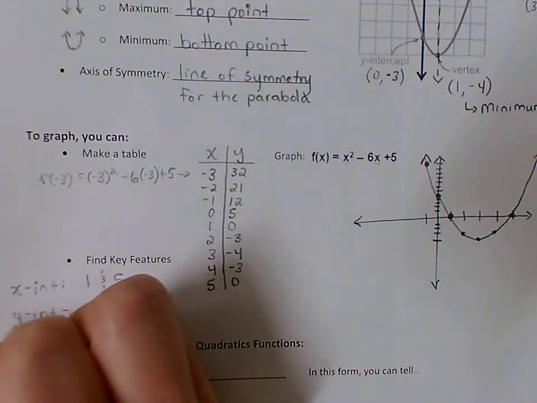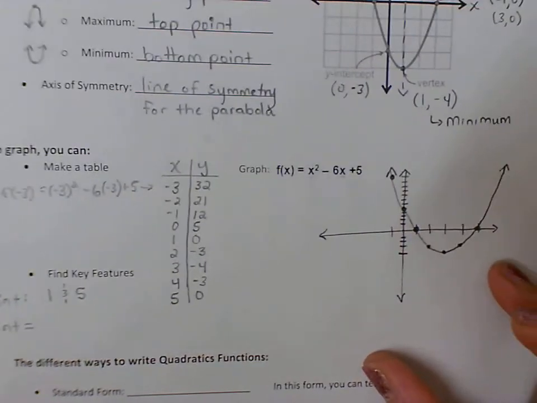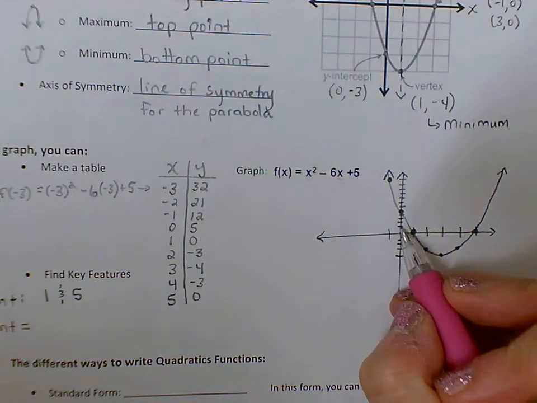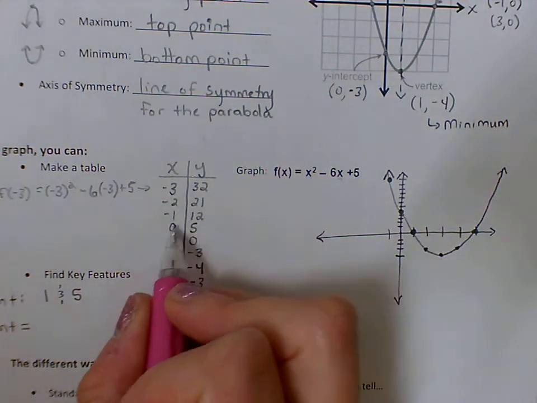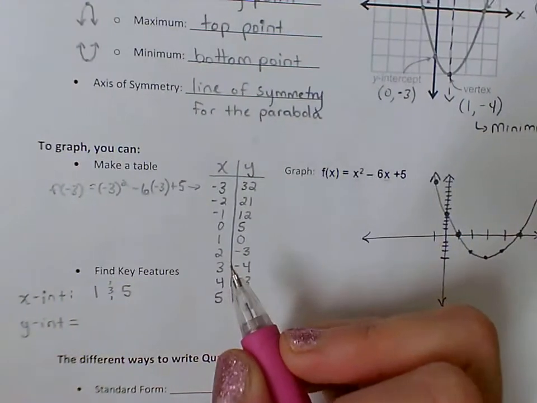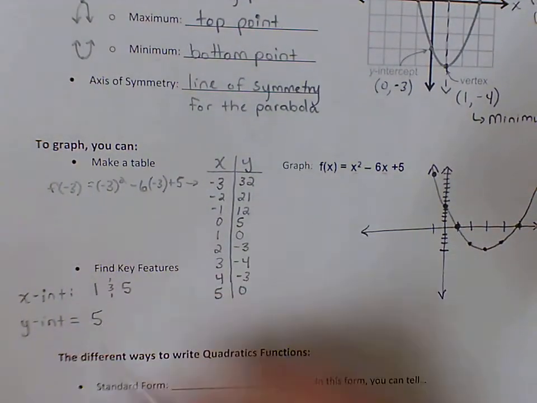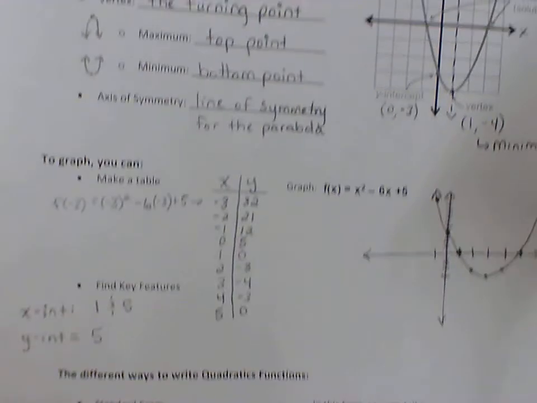So then the next thing would be your y-intercept. That would be where it crosses the y-axis. So if I look 1, 2, 3, 4, 5, it crosses at 5. And again, you could see that from your table right there. Okay, so the y-intercept is 5.